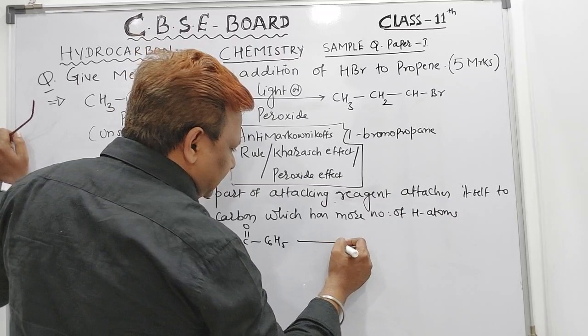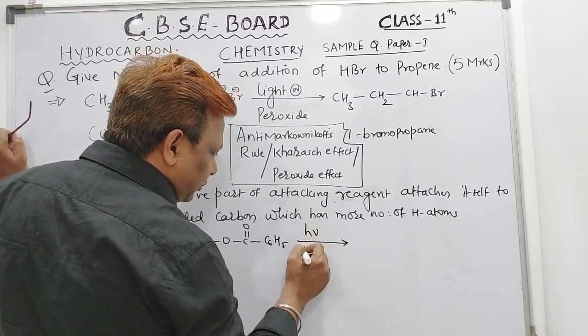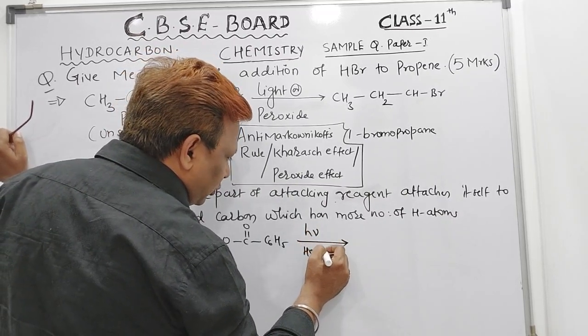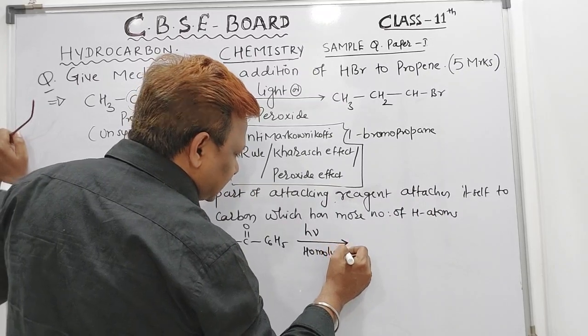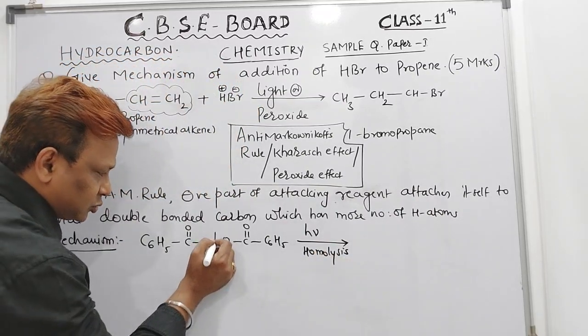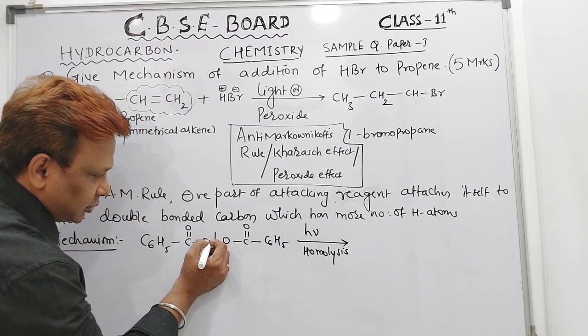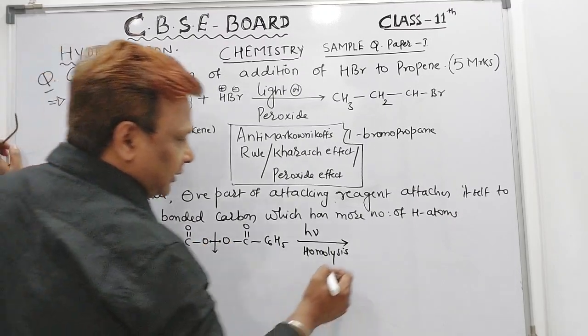But when this reaction takes place in presence of sunlight, h nu, it will undergo homolysis. That is an equal distribution of electrons. So it will break the bond here. This oxygen will get a radical, this will get a radical. It is something like that.